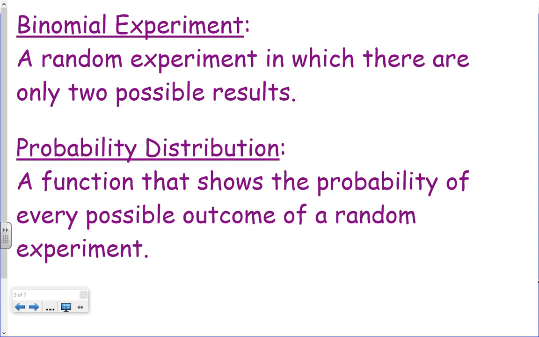So if you're rolling a die, then you're finding the probability of getting a 1 and the probability of getting a 2 and the 3 and so forth, all the way up to a 6. All the possible outcomes. That's what a probability distribution is: a function that shows the probability of every single one of the possible outcomes.